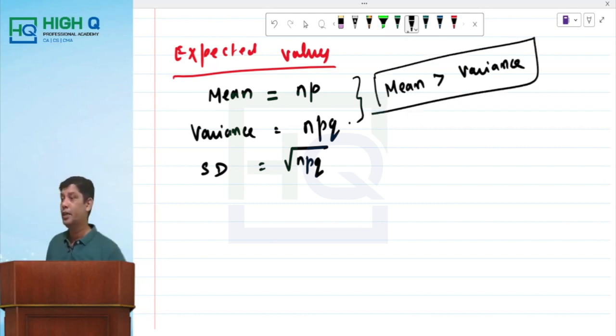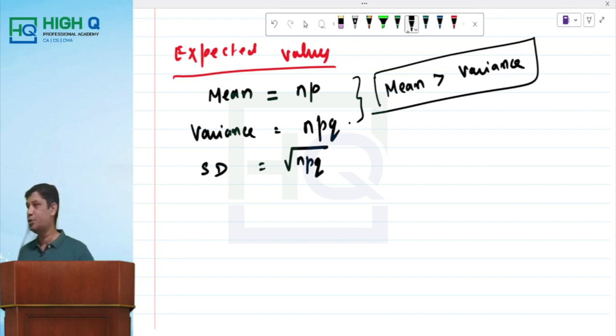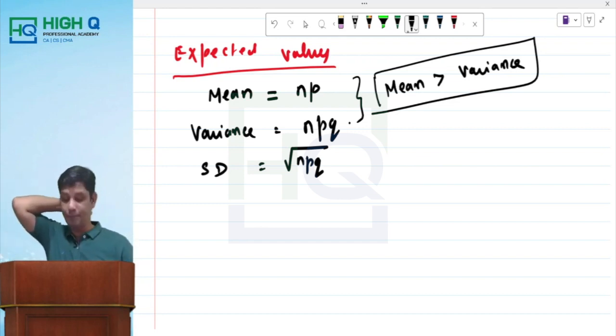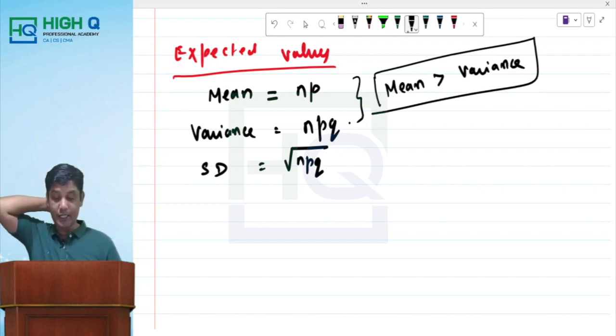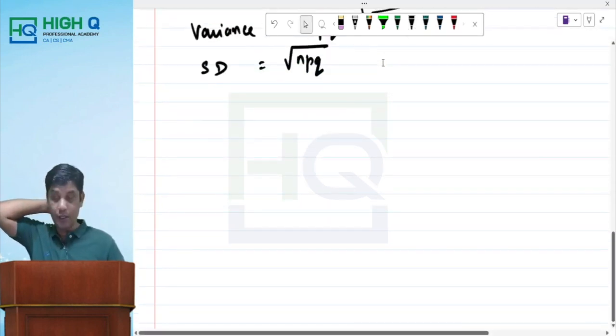Okay. The question will be asked like this: in which discrete distribution is the mean always greater than variance? Binomial. So in binomial distribution, mean is always greater than variance. This is what the expected value is. Is that right, my dear?